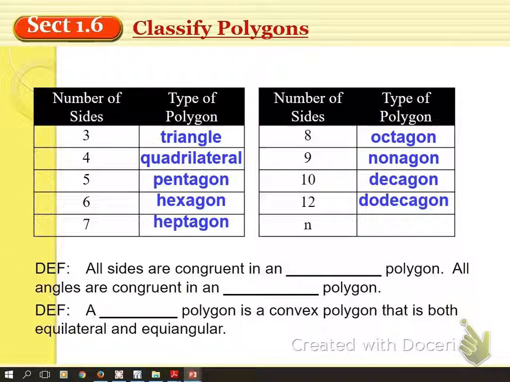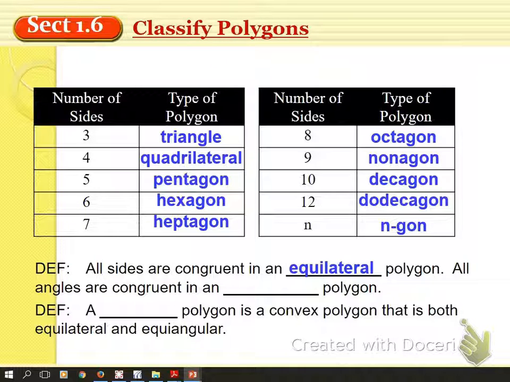But once we get past 12, we just use the number of sides with the suffix gon to call it whatever it is. So if it has 27 sides, then we call this thing a 27-gon. So you know how many sides it has. Okay? So we're going to want to commit those to memory, because if I tell you that we have a heptagon, you need to know that has 7 sides.